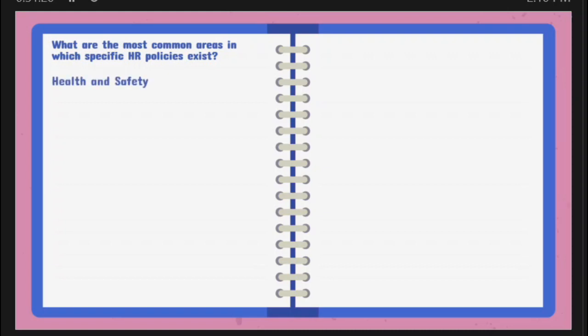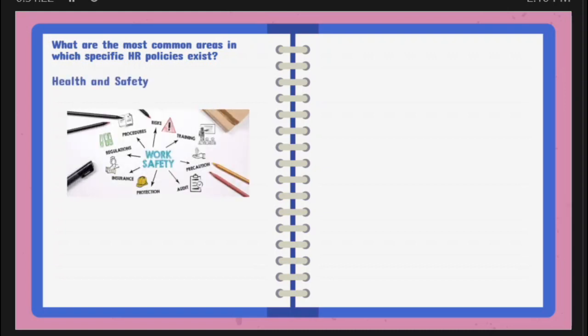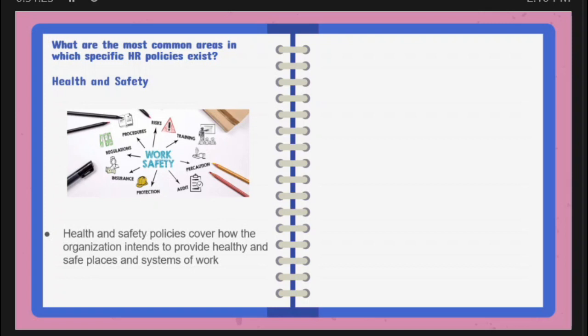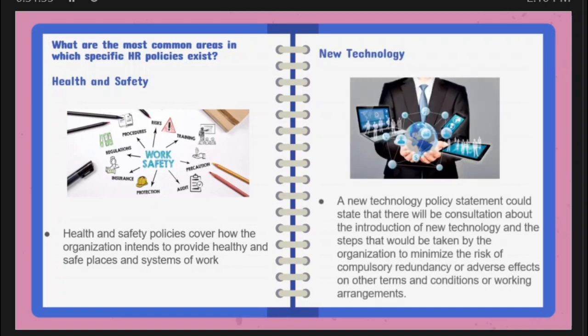And then we have the health and safety. Health and safety policies cover how the organization intends to provide a healthy and safe place and system at work. New technology. A new technology policy statement could state that there will be consultation about the introduction of new technology and the steps that would be taken by the organization to minimize the risk of compulsory redundancy.